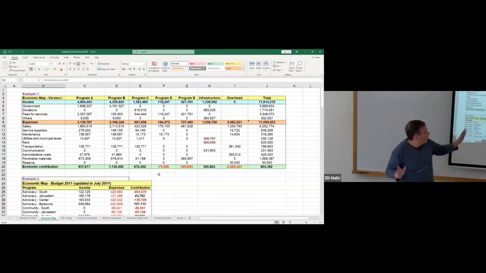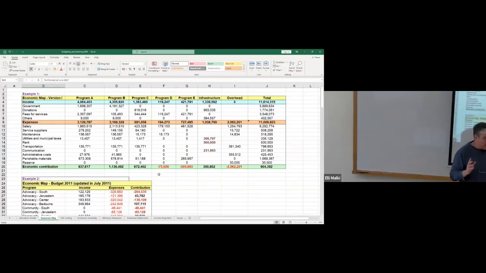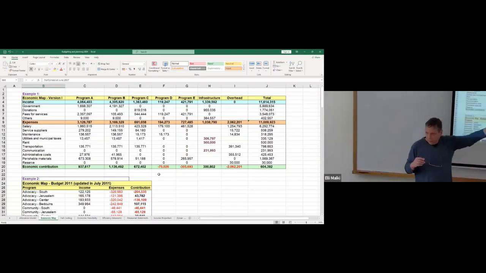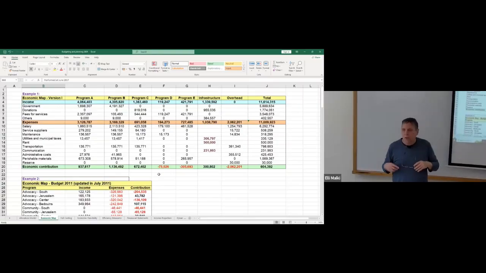Okay, now we have total expenses for each program. And again, remember, this is not the full cost of the program because there are two significant amounts that were not allocated to the programs, which are part of the fixed cost. And then we have the light green line at the bottom, which is under the title economic contribution.